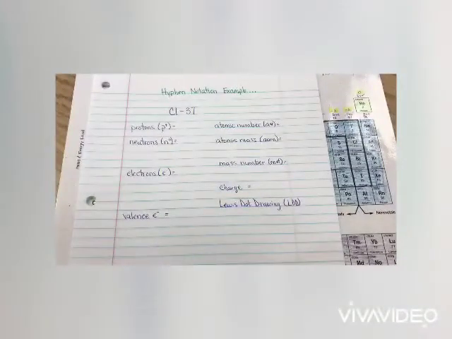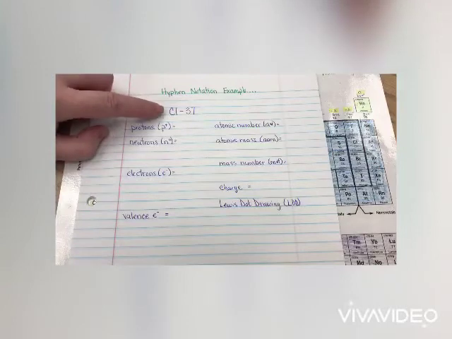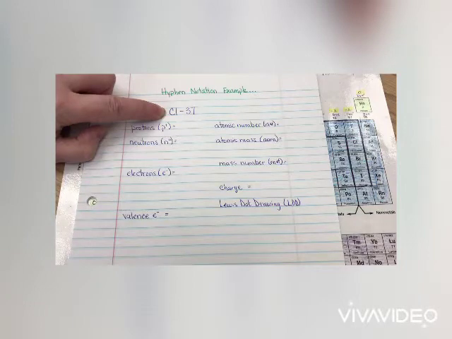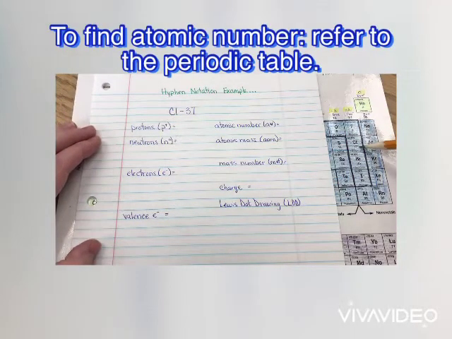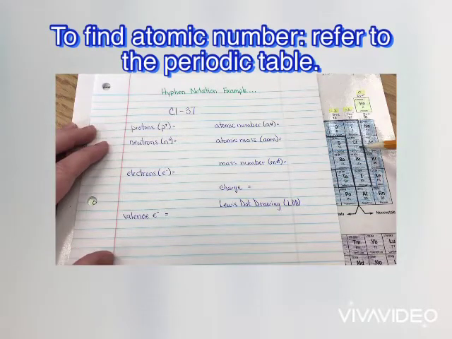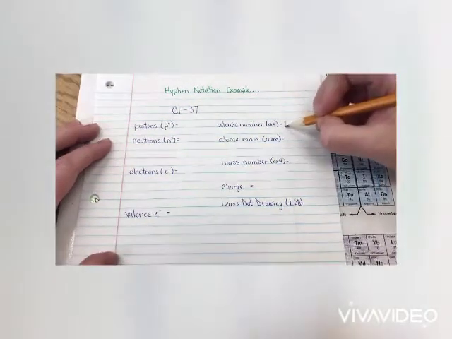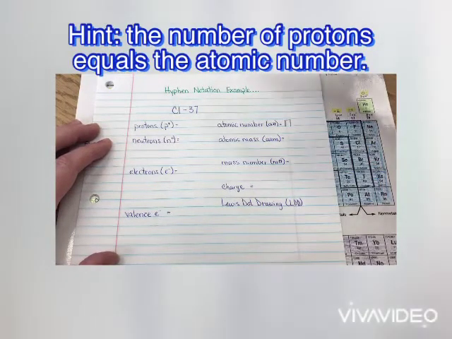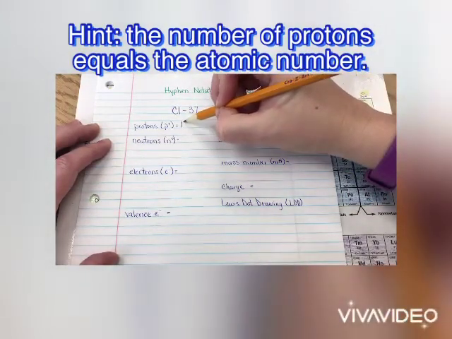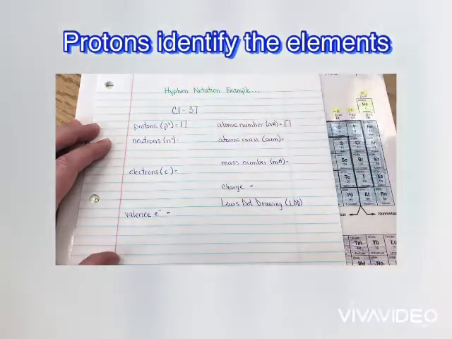For this example of hyphen notation, we're going to be using chlorine 37. Yes, this is a Cl37, not Ci. Be careful. On the periodic table, there's a whole number of 17. That is our atomic number. So we're going to stick that right here. Atomic number also represents the protons. And yes, this number identifies our chlorine.